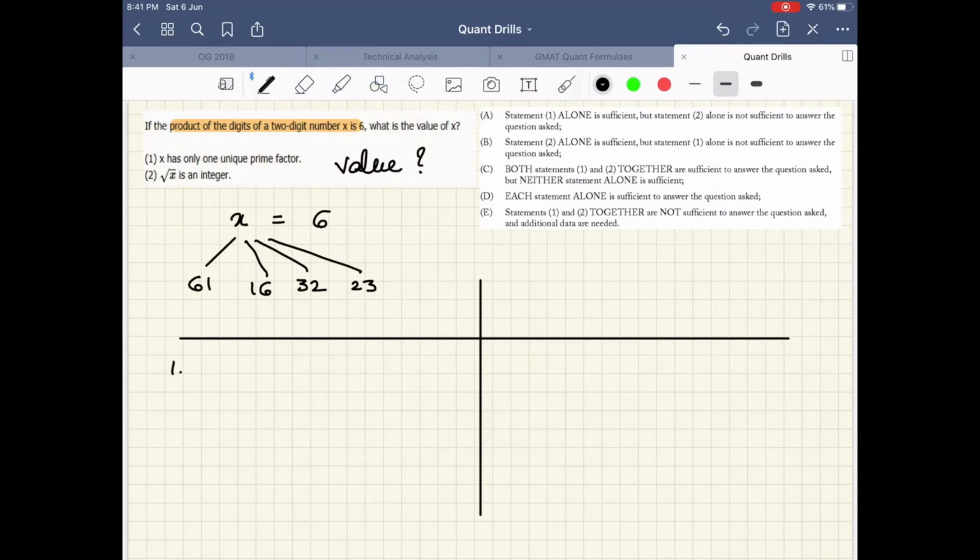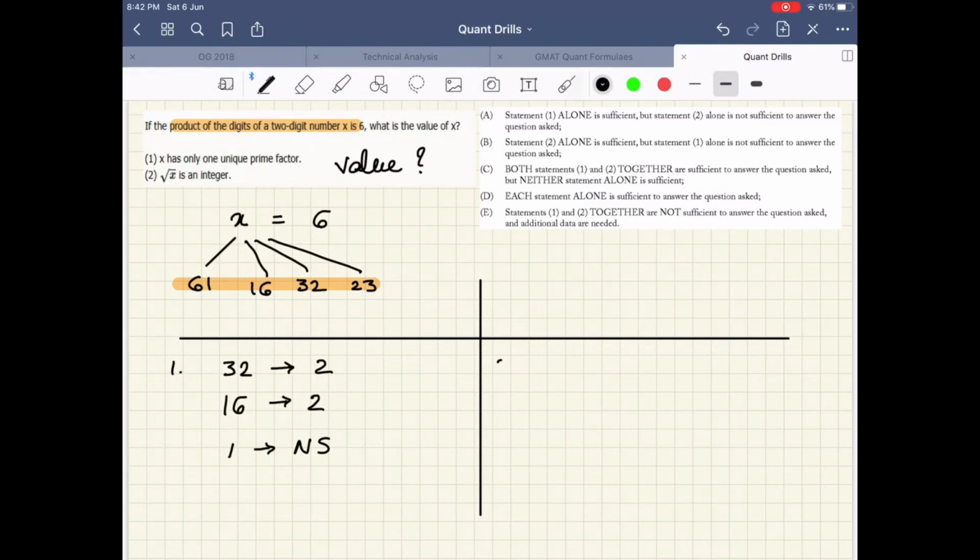The first statement says x has only one unique prime factor. Now if I check all the four values, we have 32 with us, which has 2 as one of the unique prime factors. Also we have 16 with us, which again has 2 as one of its prime factors. So clearly statement 1 is not sufficient.